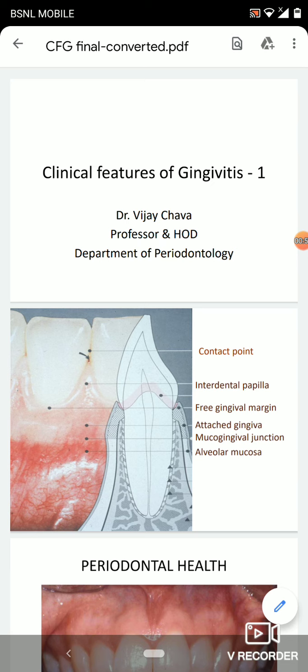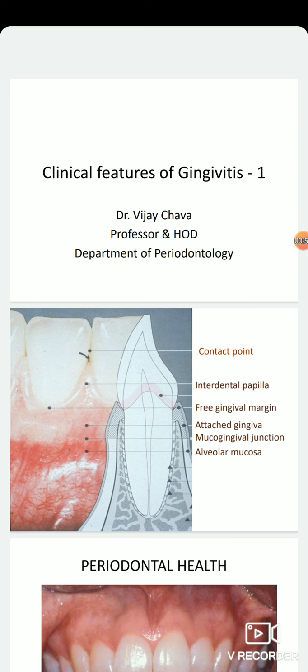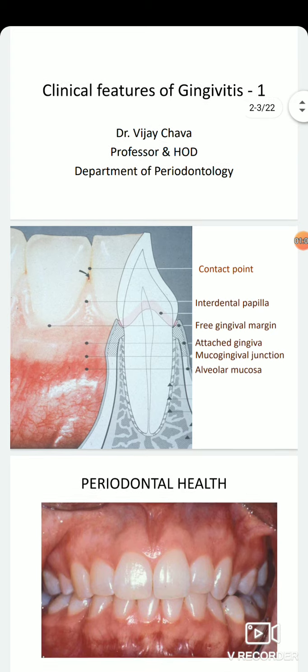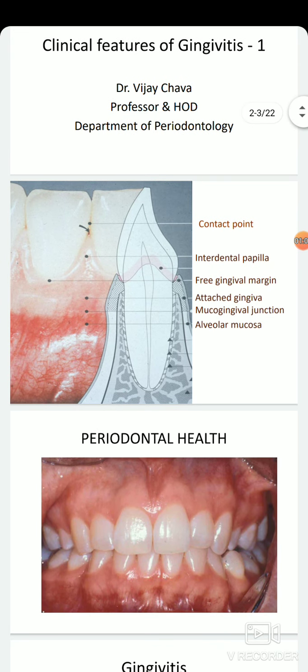So, rubor represents redness, tumor represents swelling, calor represents warmth, and dolor represents the pain. So, to understand gingival inflammation or gingivitis, we need to know the normal features of gingiva.